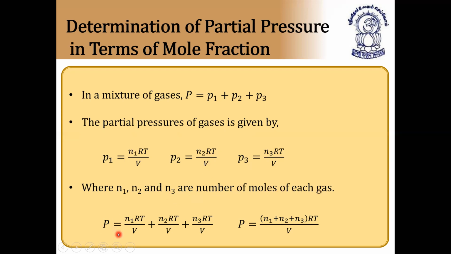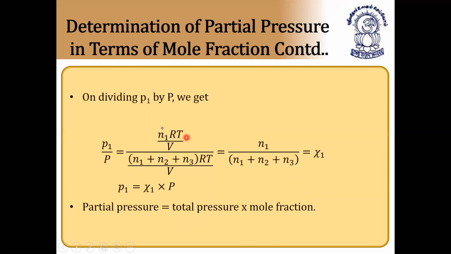So by this you can write PV is equal to, since RT is common in all the cases, we can take total pressure is equal to the number of moles of the first gas plus the number of moles of the second gas plus the number of moles of the third gas, into R, the universal gas constant, into T by V. So by this you can say P is equal to (N1 plus N2 plus N3) RT by V.